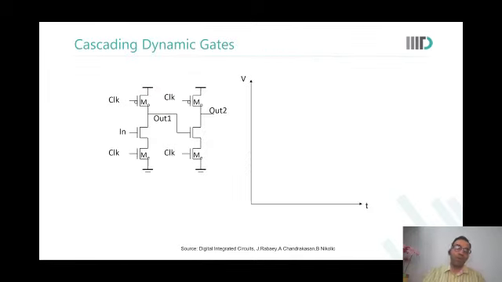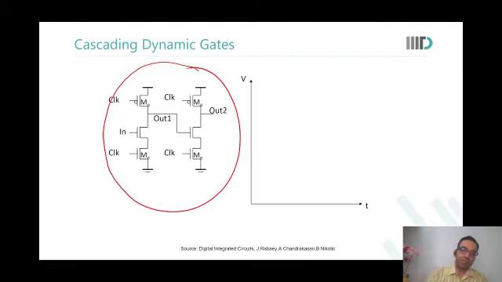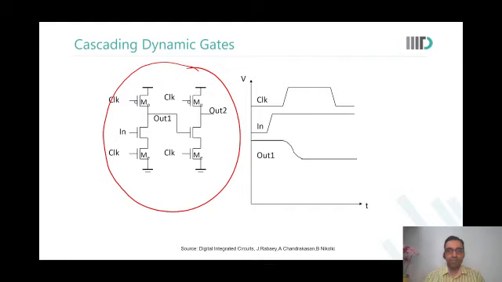Okay. So now we formally come to the topic of cascading dynamic gates. So we see that this is not the right way to cascade. What would happen here? If the out transition is from 1 to 0, then I will have some discharge and that will not be refreshed. So out 1 goes to 0 after CK comes. But even before out 1 goes to 0, out 2 has discharged a little. So you cannot really cascade dynamic gates just like this.